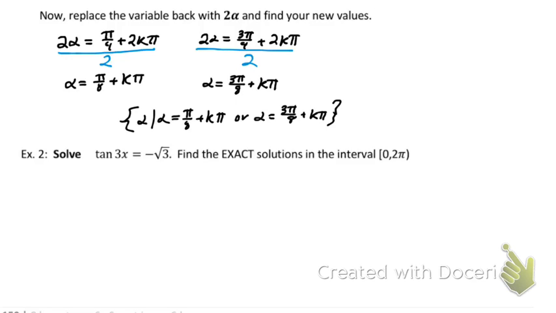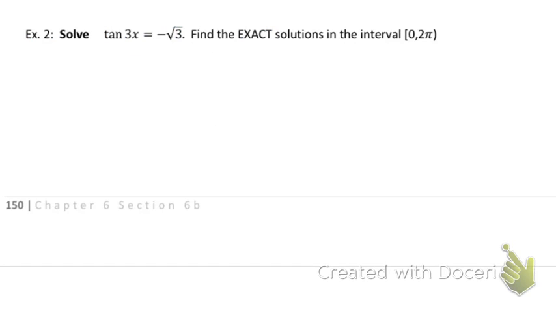All right, we're going to do this exact same thing one more time because I do think it's important and people miss it. So we have tangent 3x equals negative square root of 3. I'm going to let 3x equal a. So we'll go 3x equals a. So that's going to give me tangent a equals negative square root of 3.